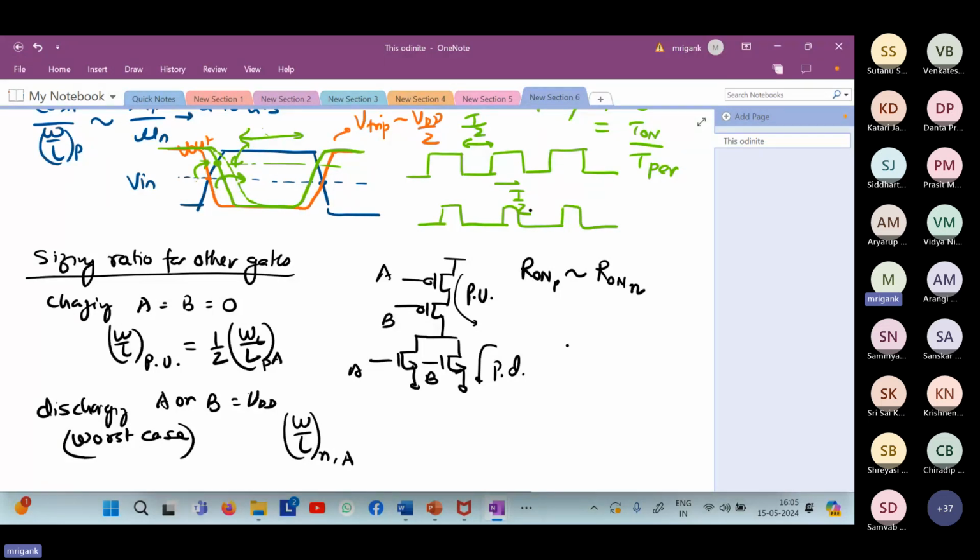Now, if you look at the inverter case, for the inverter operation we were keeping the W by L ratio in the ratio of mu P by mu N. Now, the same thing has to be done, but the effective W by L ratio of the pull up path is half the W by L of P, each of the PMOS. And the effective W by L ratio of the pull down is W by L of NMOS. Right? This is the effective W by L ratio because for the pull up segment, the effective W by L is half the W by L of 2 PMOS.